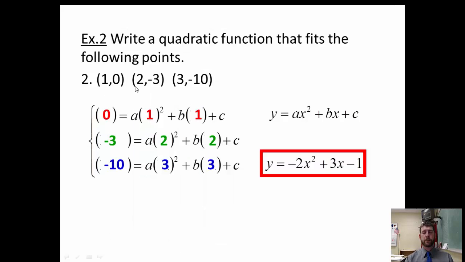So it's just a matter of taking those 3 points. Got to have 3 points to be able to write a quadratic. So we take those 3 points and just plug them in, solving that system of equations.